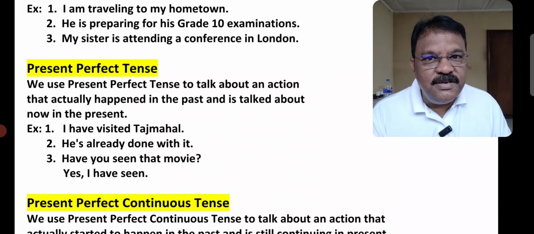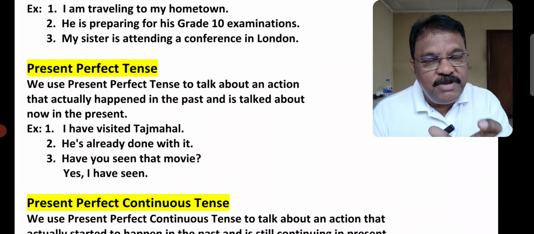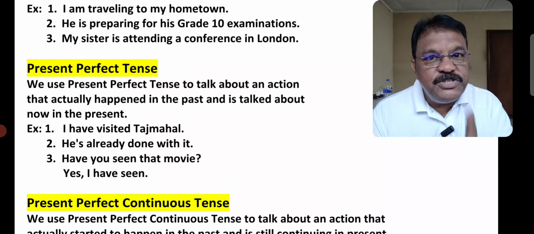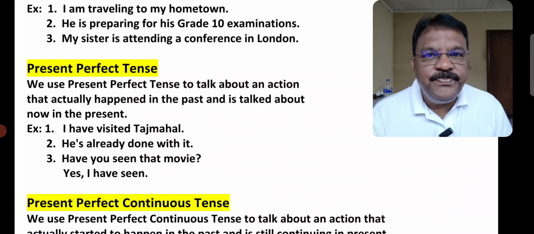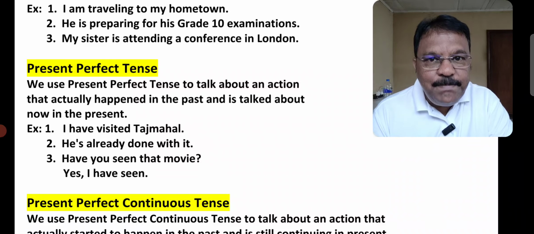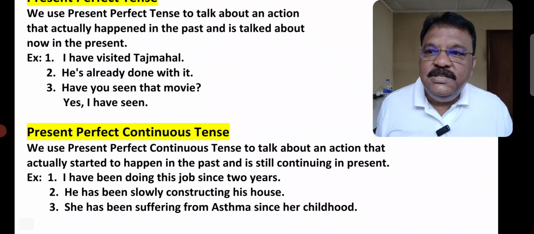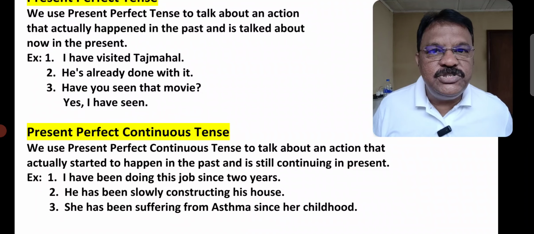I hope you understand. So, to summarize, my dear friends, we use present perfect tense to talk about an action that actually happened in the past and is talked about now in the present. I hope you understand. Very good. Now let's move to the present perfect continuous tense.